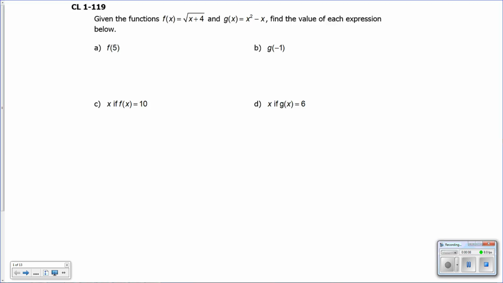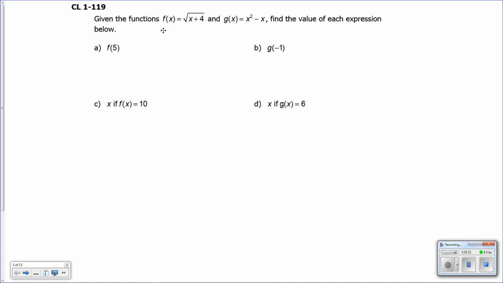1-119. Given the functions f of x is equal to the square root of x plus 4 and g of x equals x squared minus x, find the value of each expression below. Letter A, find function f of 5.